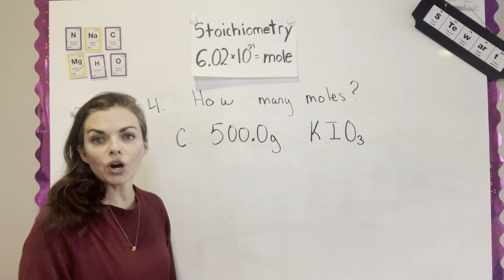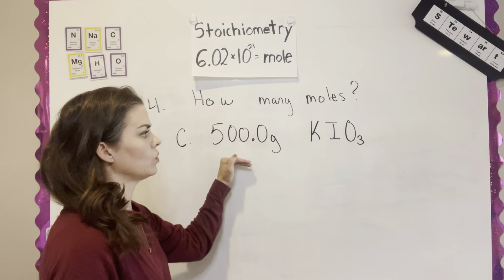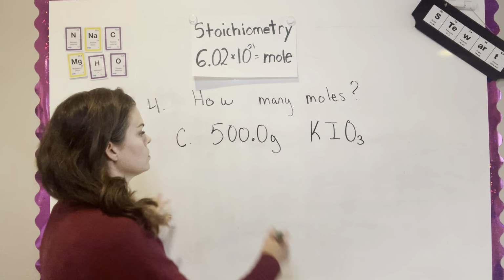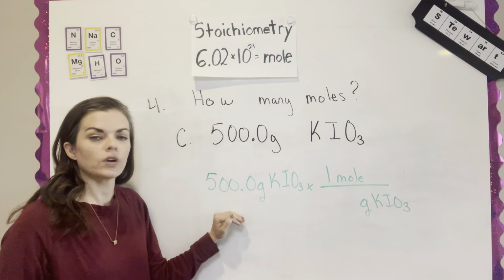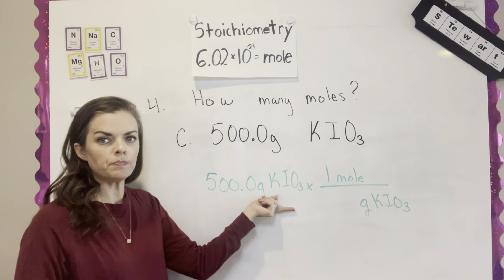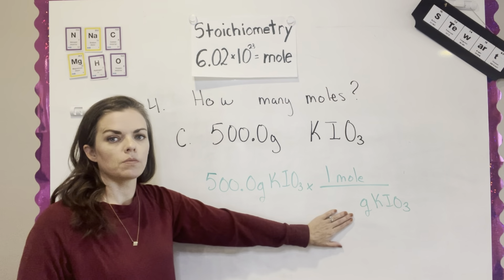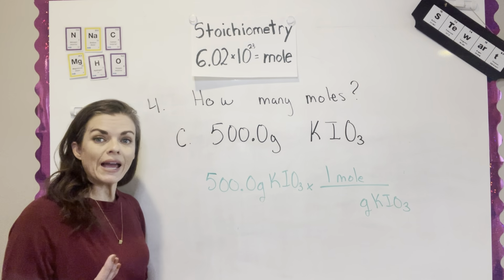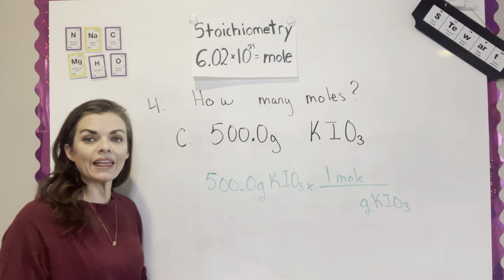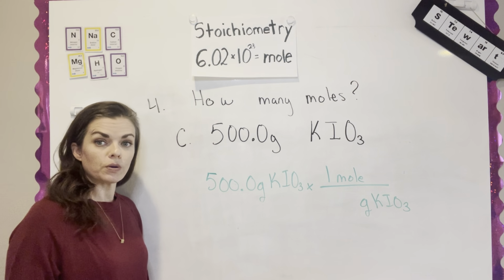Question 4, part C, is the same thing. We're going from grams to moles. So go ahead and try this one by yourself. For this one, you're going to have 500 grams of KIO3. And we're going to be putting grams on the bottom and moles on the top. But like in the past one, we don't know the molar mass of KIO3, so we have to add that up using the numbers from your periodic table.